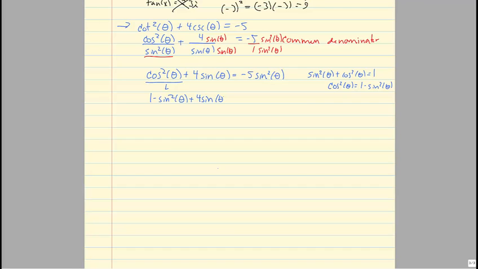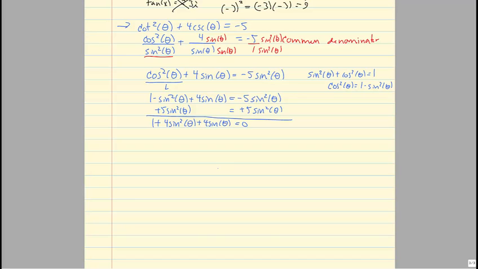Then I'm going to get everything on one side of the equation and get it set equal to 0. Now I like my leading coefficient, my highest power, to have a positive coefficient if I can. So I'm going to move this 5 sine squared theta, and I'll line that up because they're like terms. And I'm going to end up with 1 plus negative sine squared plus 5 sine squared is 4 sine squared theta plus 4 sine theta equals 0.